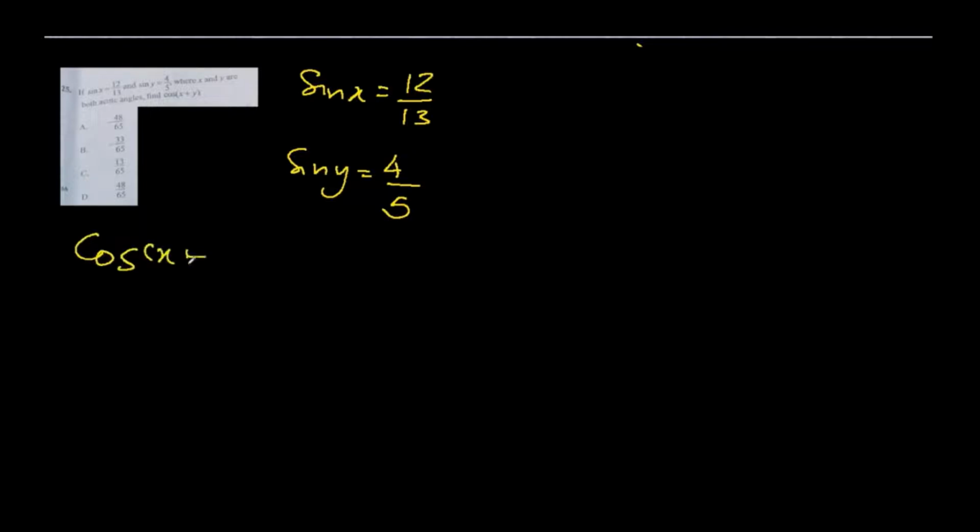Question 25. They are saying that sine x equals 12 over 13 and sine y is 4 over 5, where x and y both are acute angles, okay? Find cos x plus y. Cos x plus y, this is what we have to find out. So the identity for cos x plus y is cos x cos y minus sin x sin y.